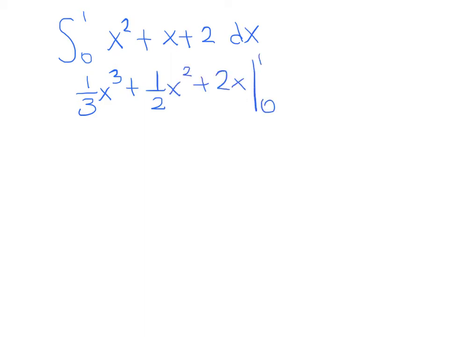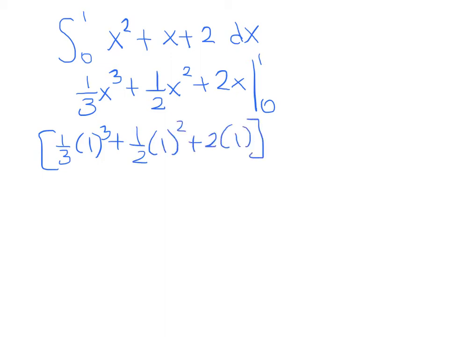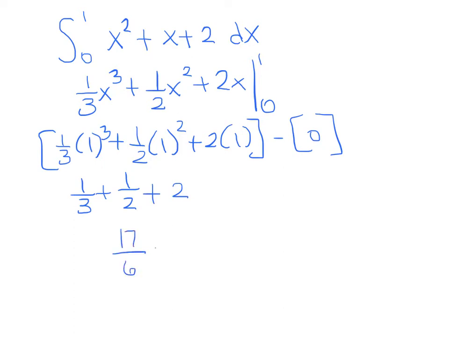So now we evaluate. So I have 1/3 times 1 cubed plus 1/2 times 1 squared plus 2 times 1, and then that's going to be subtracted. Well, 0 substituted, all of that is just a 0. So when I do the fractions and do the math, I end up with 1/3 plus 1/2 plus 2, and if I make common fractions and such, I get 17/6 units squared because we're finding area. Okay? Great.